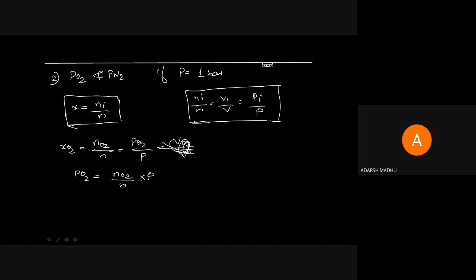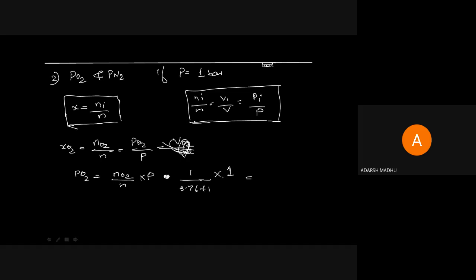So PO2 is NO2 by N into P. What is NO2? We had assumed that NO2 is 1. 1 divided by the total number of moles, 3.76 plus 1, where 3.76 is the number of moles of nitrogen and 1 is the number of moles of oxygen, into P. P is 1 bar, the total pressure is given as 1 bar.